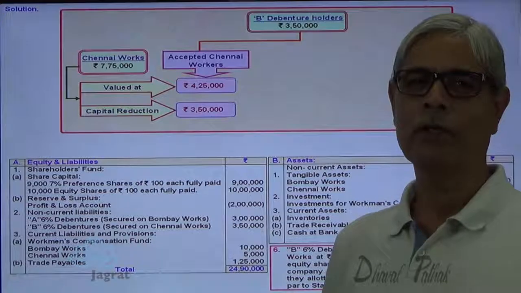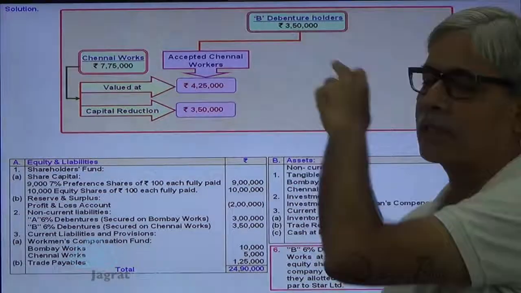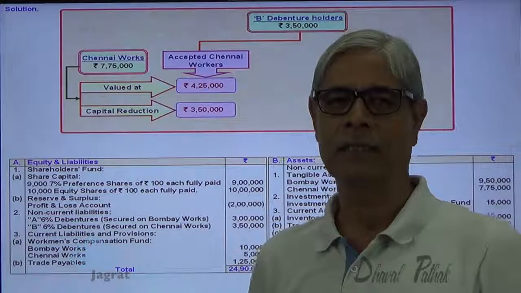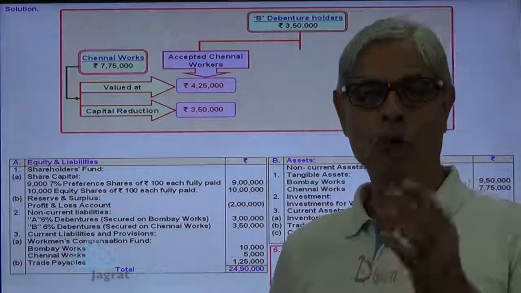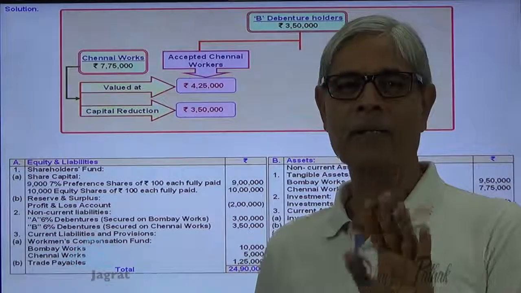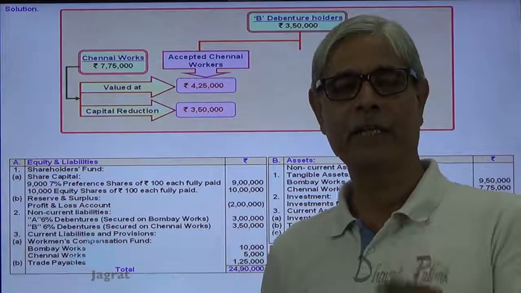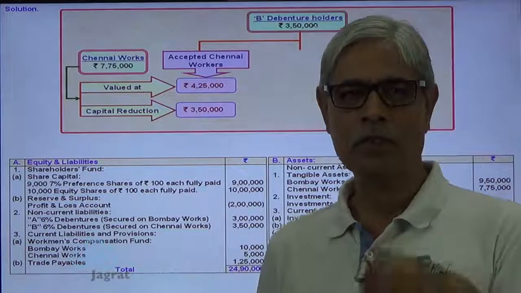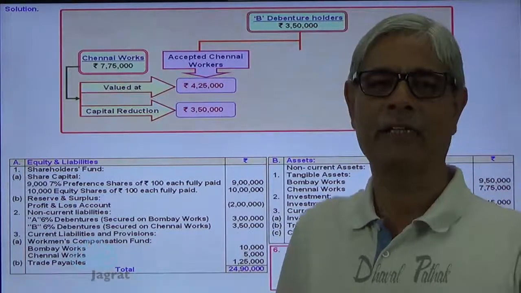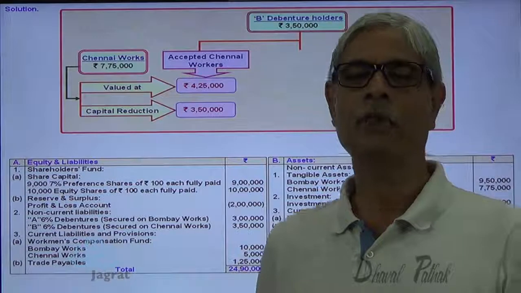Now another important point to be noticed: the liability is 3,50,000, the value of asset transferred is 4,25,000. Now let me read further: and to accept an allotment of 1,500 equity shares of rupees 10 each. Now debenture holders want to become the shareholders of my Star company. For that they have agreed to take the shares of my company, and when I allot the shares to them, I am required to collect the exchange value for shares allotted from them.